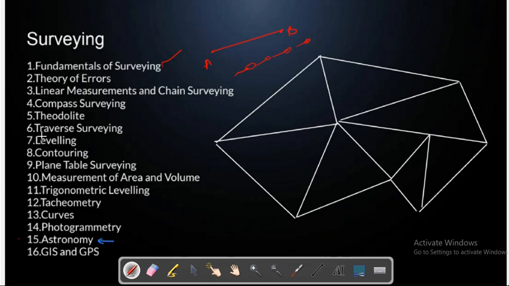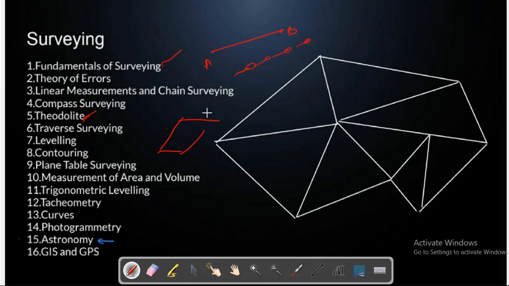Then we have the theodolite. If you are able to measure horizontal angles as well as vertical angles, then we use the theodolite. Nowadays the theodolite is obsolete in nature, so in many projects we are going for the total station, which is an advanced version of the theodolite. We will also talk about the total station. Then traverse surveying. Traverse surveying means we will make some traverse to measure various points in surveying, and that is called traverse surveying.